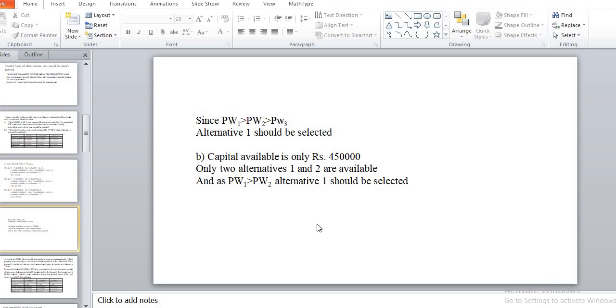So this is the comparison of the projects on the basis of the present worth method.